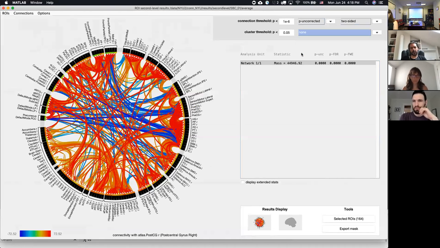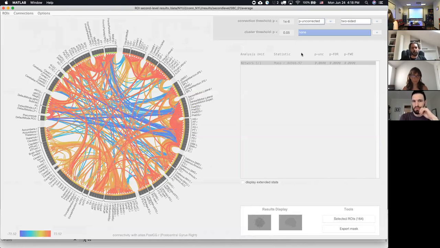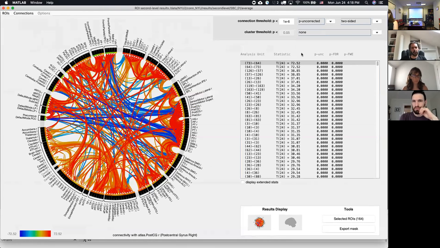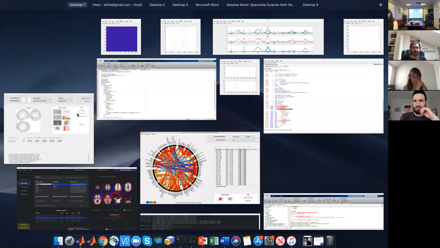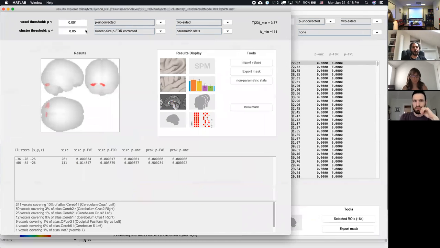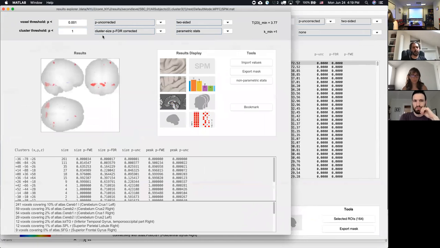And of course, you can also threshold by none, where you don't use any type of cluster level threshold. You just use a connection level thresholding to determine whether something is significant, and you are looking at individual connections instead of groups of connections. This is similar to the voxel level analysis, where if you select none, you just set a value of 1 so that you have no thresholding at the cluster level, and then you are only thresholding at the level of the individual voxels.